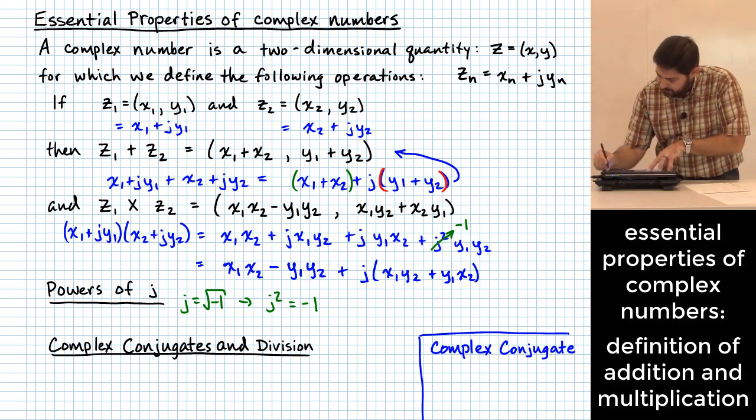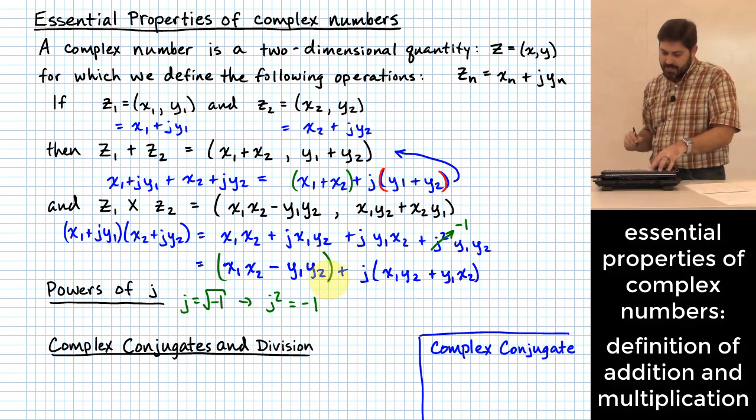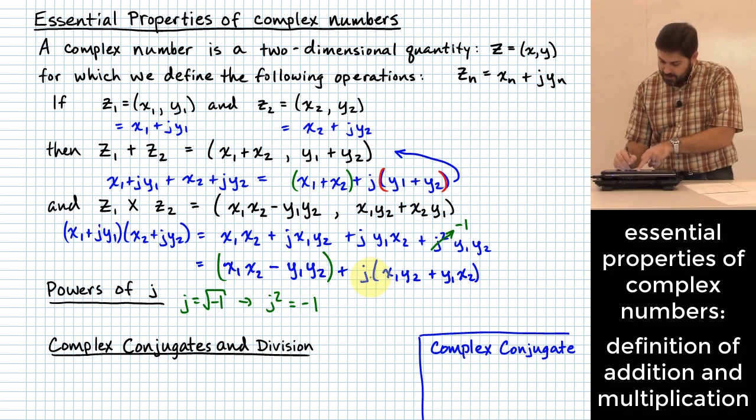Is what I have in the first, or in the kind of the real pair of numbers, is that what I would have expected to have based on my definition of how complex numbers should work? Looks like that's the same thing, right? x1, x2 minus y1, y2. And then down here I have j times x1, y2 plus y1, x2. Up there I had x2, y1.